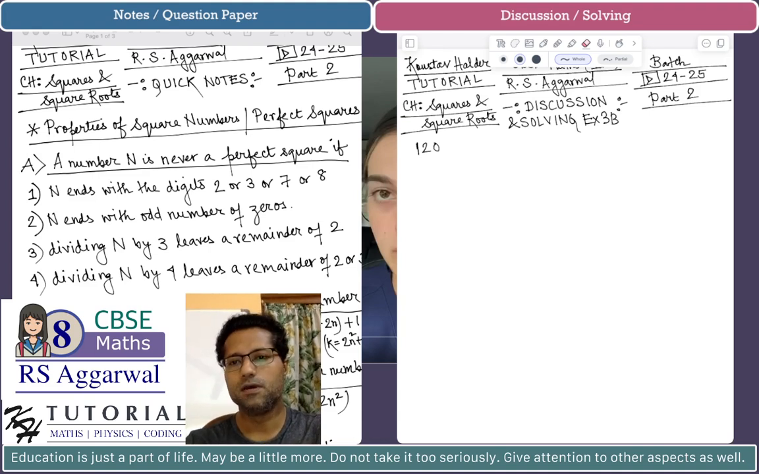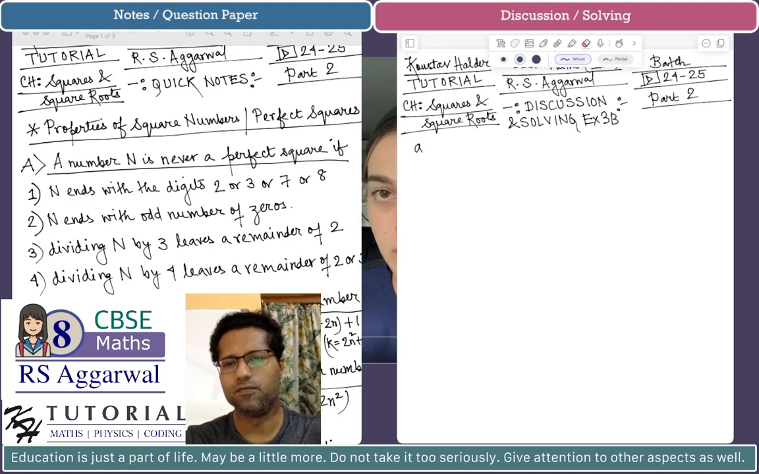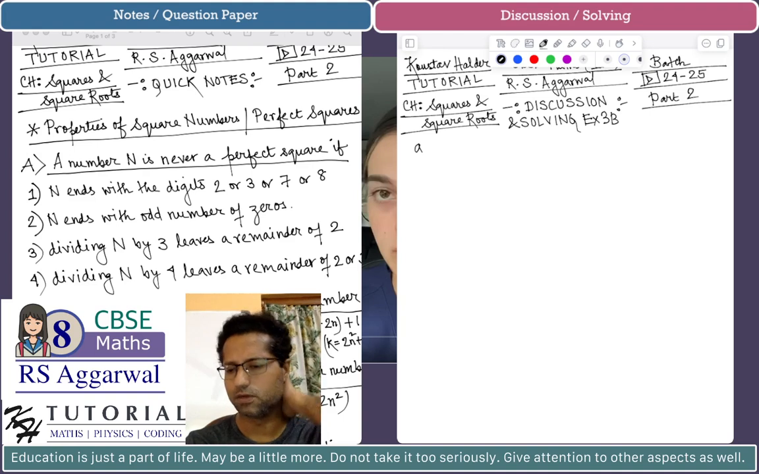Why? Because if any number ends with 0, then it is obvious that the number whose square, let's say A is a number. Now I will use some notation of sets. It is better that you get used to it. Whenever I say, I write like this. If you are already familiar with the concepts of sets, then it's fine.